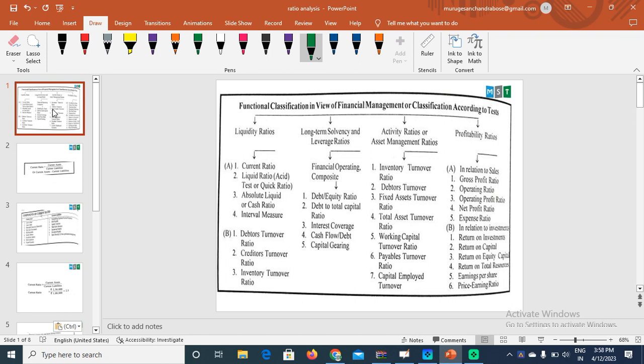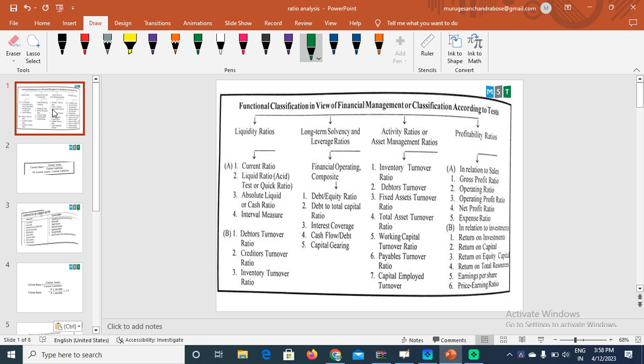The second major classification is long-term solvency ratios. This long-term solvency ratio is debt to equity or debt to capital. Then the activity ratios, or asset management ratios. This is how you are utilizing your inventories, how fast your stocks are being rotated, how fast your working capital is being turned over, how your payables are turned over. These things will help you to understand so many things.